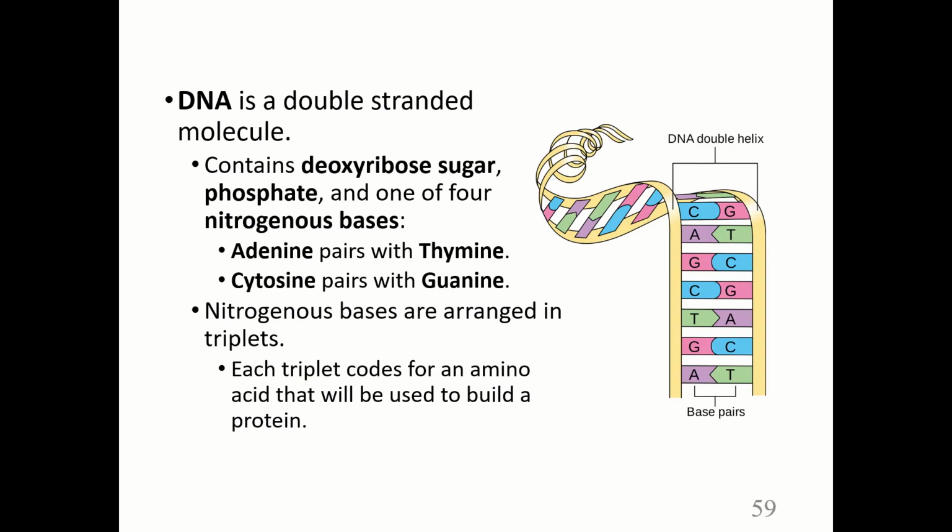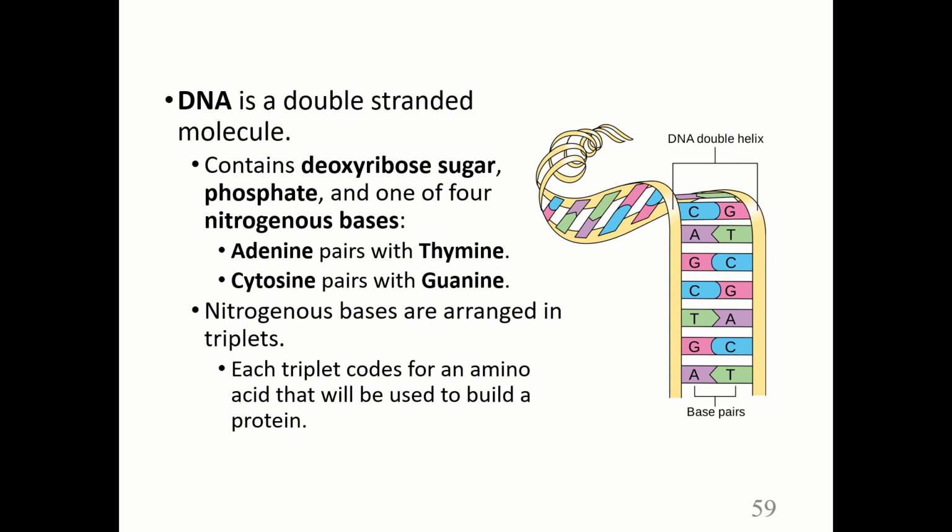Now let's talk about DNA. DNA is a double-stranded molecule. It contains a deoxyribose sugar, a phosphate, and one of 4 nitrogenous bases. The nitrogenous bases are adenine, thymine, cytosine, and guanine. Adenine will pair with thymine. Cytosine will pair with guanine. I like to remember A and T is where it's at. And then C and G, they're both curved. And there's also a vitamin store called GNC. That's how I remember that.